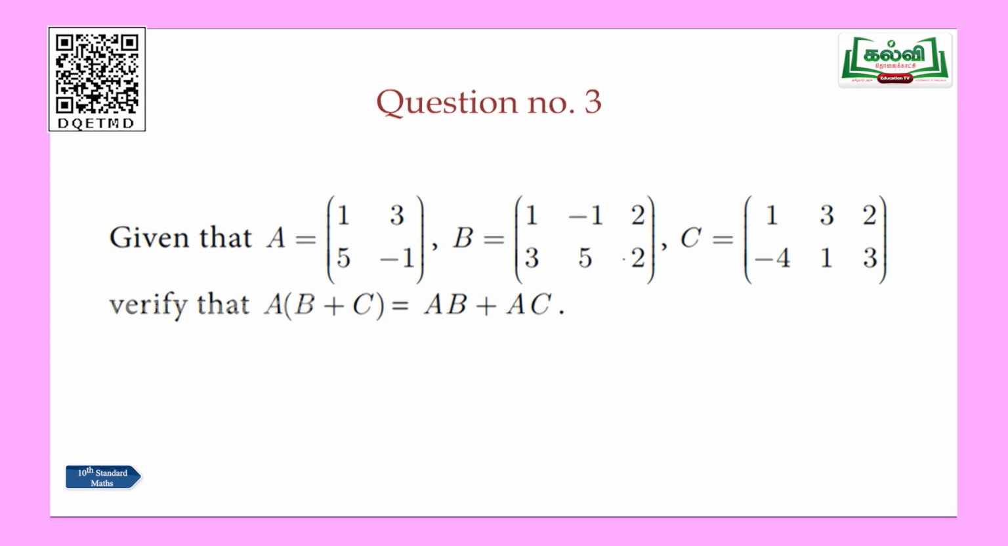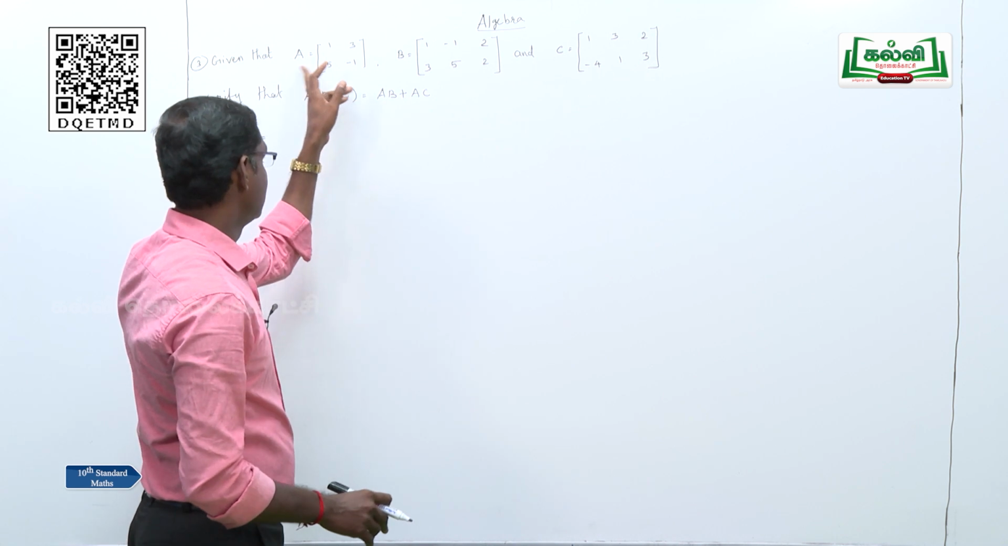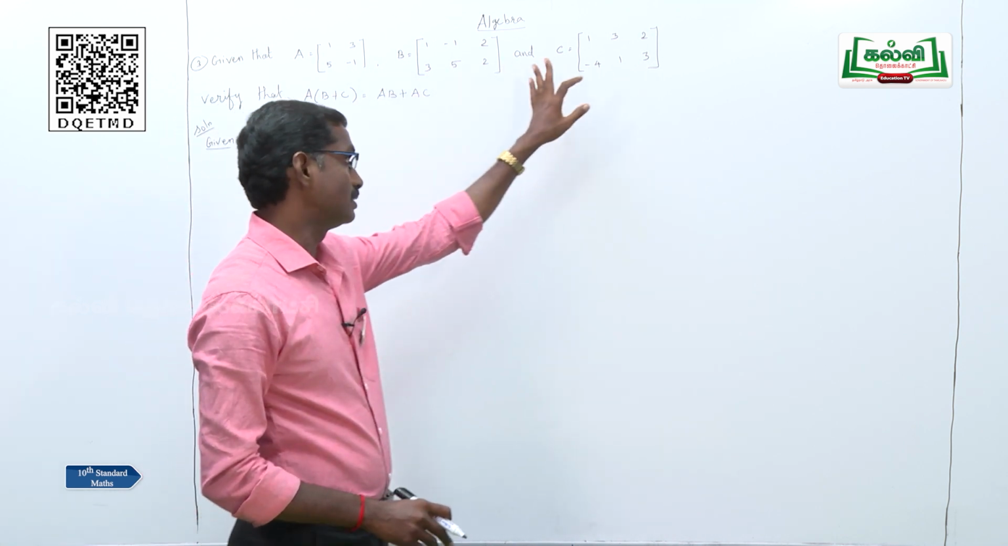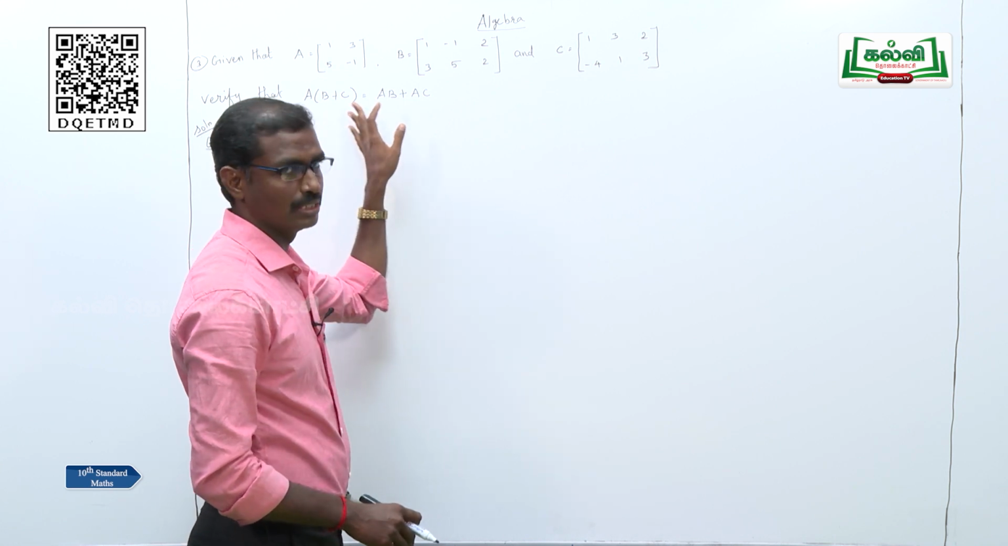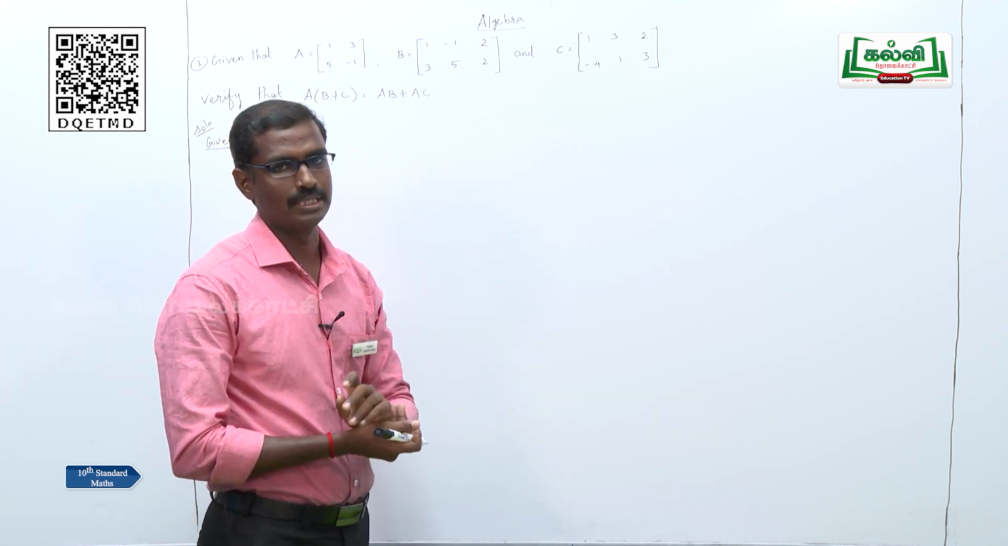Next question number 3. Given that matrix A equal to 1, 3, 5, minus 1, matrix B equal to 1, minus 1, 2, 3, 5, 2, matrix C equal to 1, 3, 2, minus 4, 1, 3. Verify that A multiplied by B plus C equals AB plus AC. Listen. Matrix A is given, B matrix also given, C matrix also given. Verify that A times B plus C equals AB plus AC.